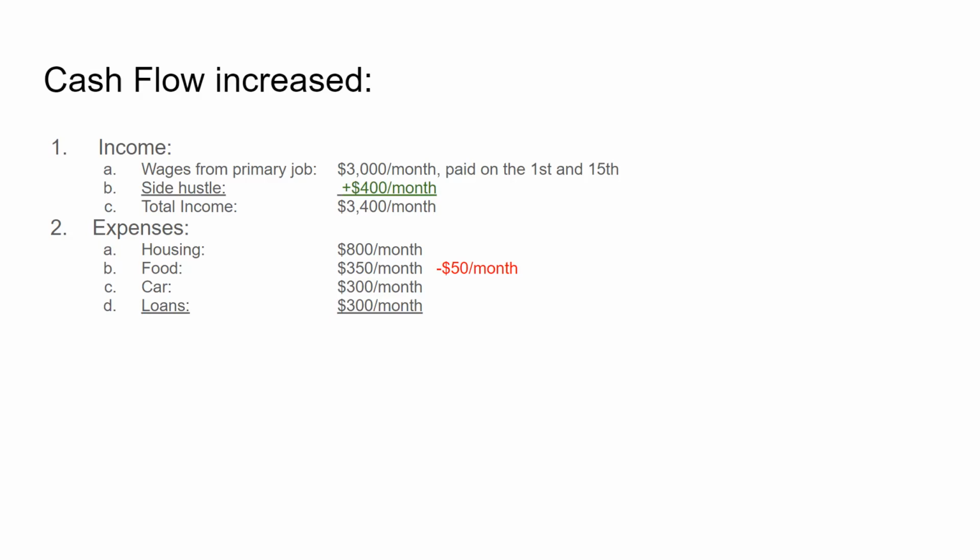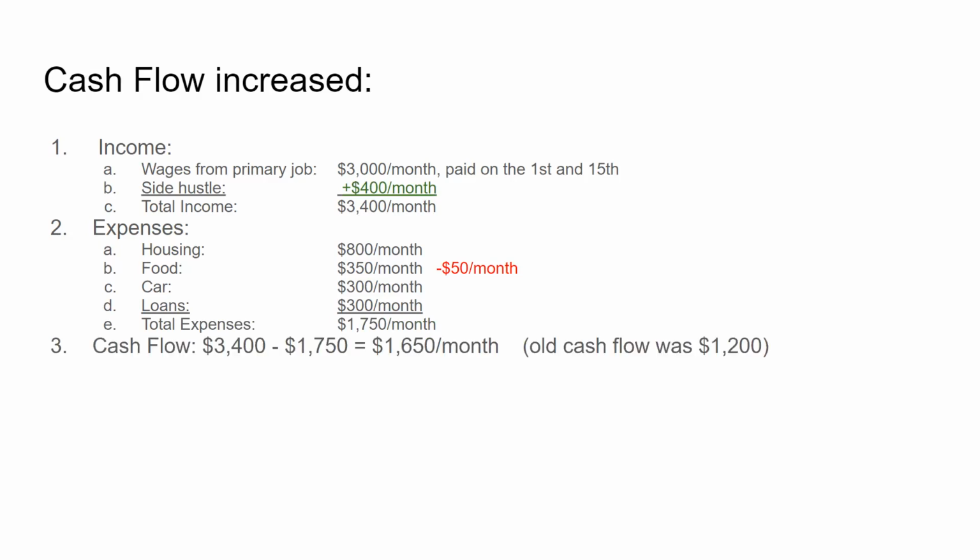So the only numbers that changed, I increased my income by $400. I decreased my food bill by $50 a month. My new expenses are $1,750. All right, cash flow, $3,400 minus $1,750. I now have $1,650 a month in positive cash flow. I'm making more income than I'm spending. My old cash flow was $1,200.